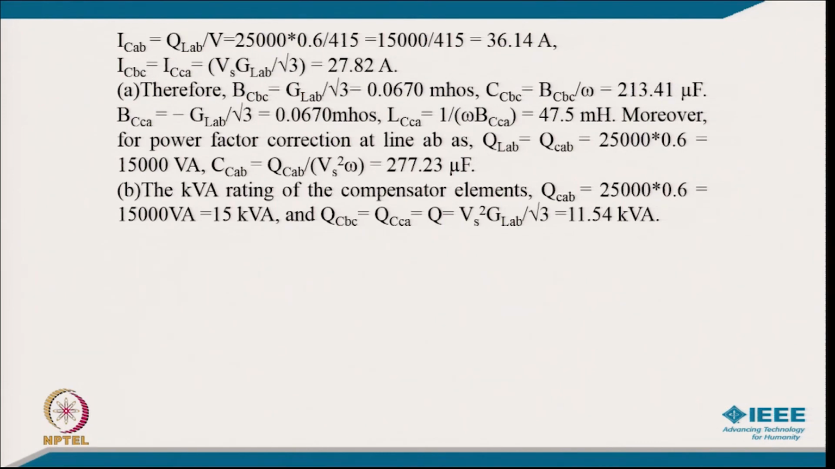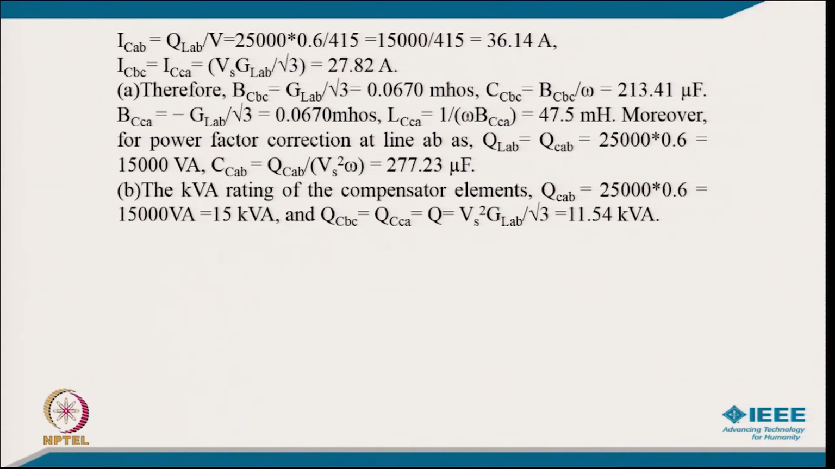So, therefore, the BBC will be GLAB by root 3, that is 0.067 mho, and CBC is BBC by omega, which comes to 213.41 microfarad. And BCCA is GLAB by root 3, so it comes around 0.067 mho, and LCA will be 1 upon omega BCA, which comes to 47.5 millihenry.